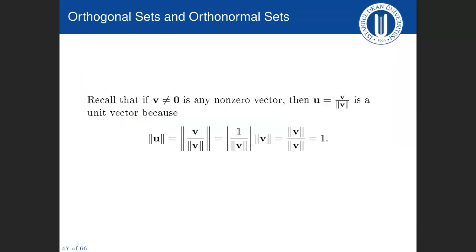Now, let me remind you, anytime we have a non-zero vector v, we can divide v by its norm to get a unit vector. How does this work? Because the norm of u is the norm of v divided by norm of v. 1 divided by norm of v is a number, we'll take that outside, and then effectively we just have norm of v divided by norm of v, or 1.